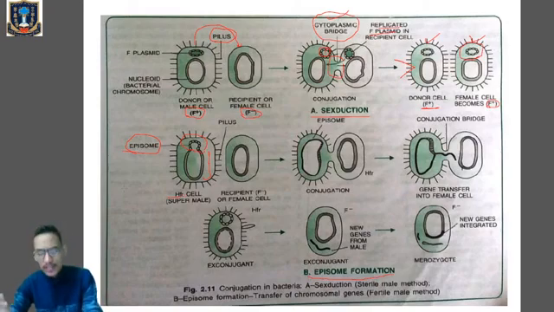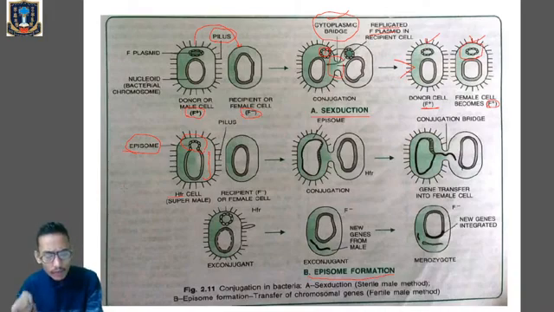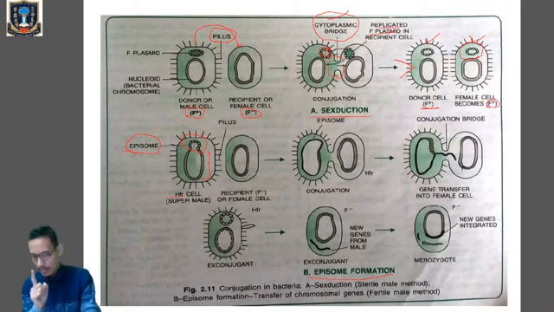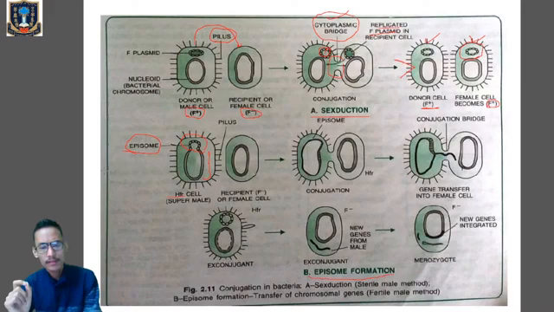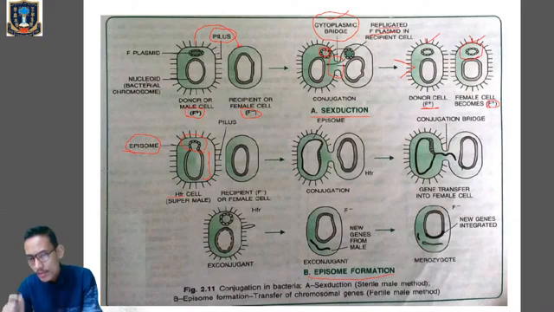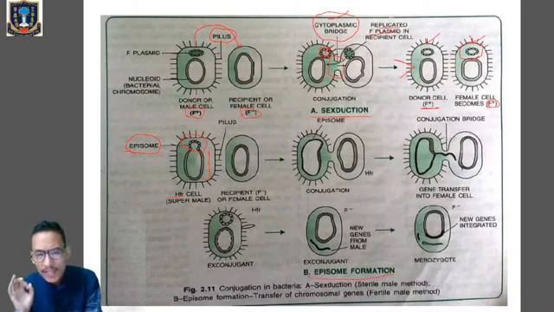Now, what do you mean by HFR? Kindly remember, HFR means high frequency of recombination. Okay, so one more time, sometimes the plasmids of the male bacterial cell, that's F plus, will be attached to the bacterial nucleoid or the bacterial chromosome, and such a structure is known as an episome. And such a male cell with an episome is known as HFR. What is HFR? High frequency of recombination.